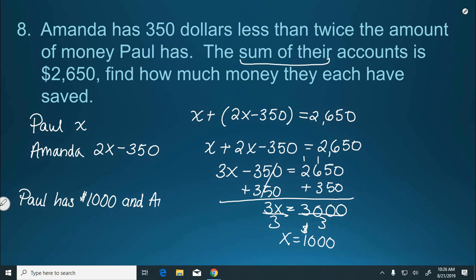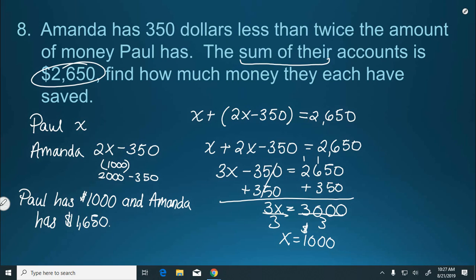And Amanda, we have to do some math. If I plug in 1,000 here, 2 times 1,000 is 2,000, minus 350 would be $1,650, which makes sense because 1,000 plus 1,650 equals 2,650, which is what we said the sum had to be in the equation.